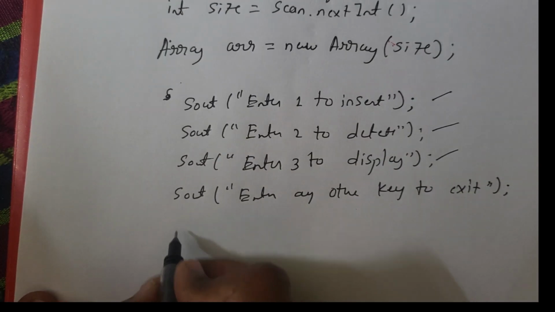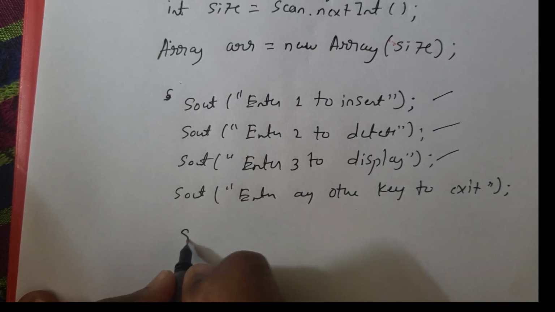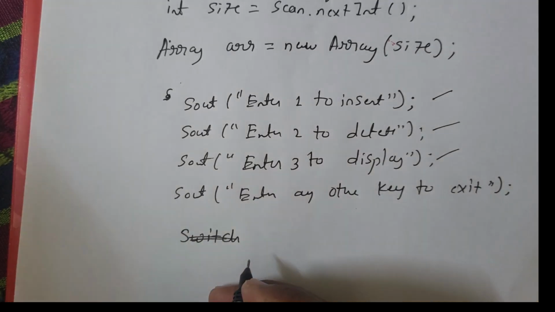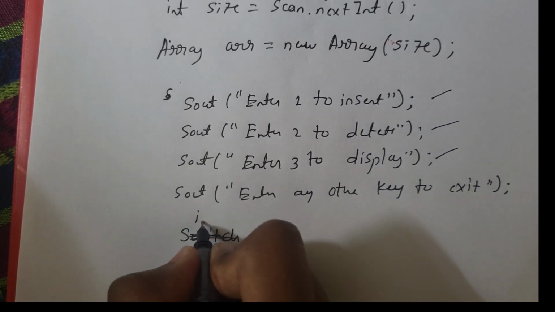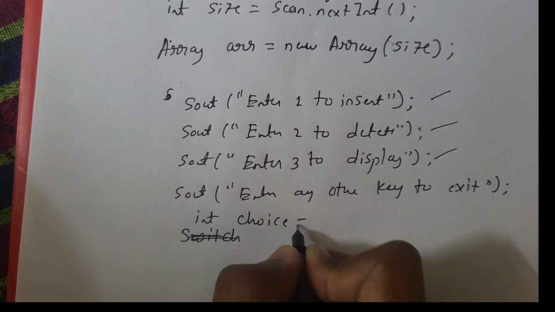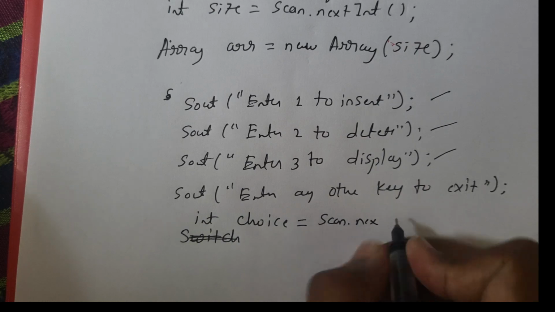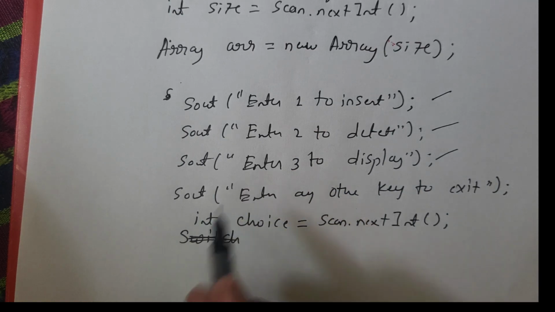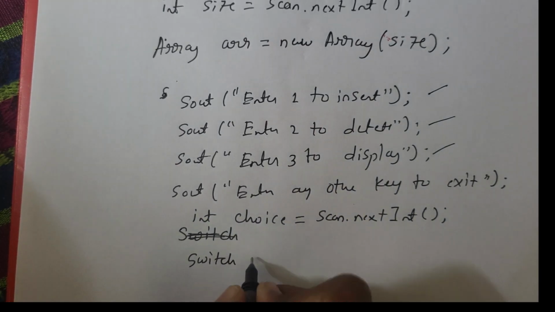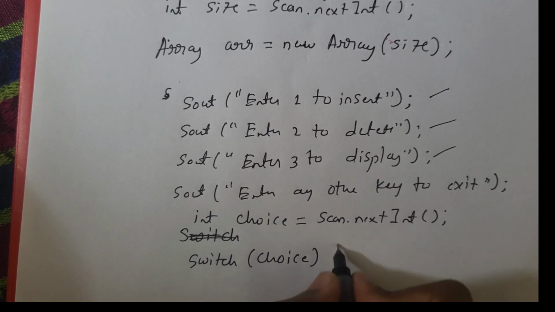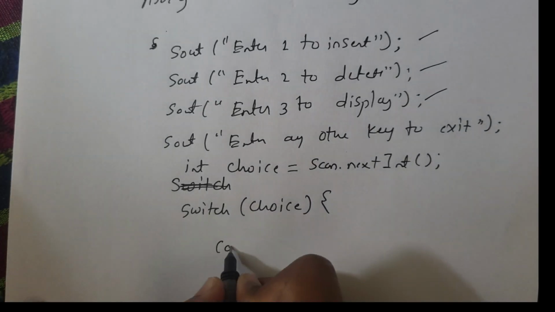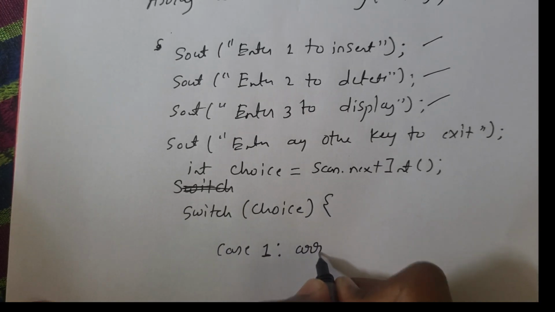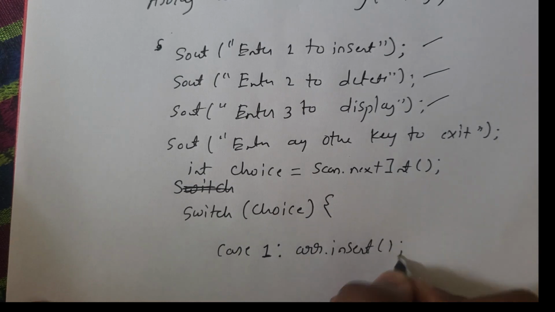So based on this we have to call the methods. So I will use a switch case statement. First, if the user has entered 1, we have to store it in one variable. For this I would take one variable, int choice equal to scan dot nextInt. Whatever the user would enter, I will take in the variable choice. Now I will use switch based on choice. Based on choice, I will call the method. So if case 1, means the user has entered key 1, I will call array dot insert method. Break.